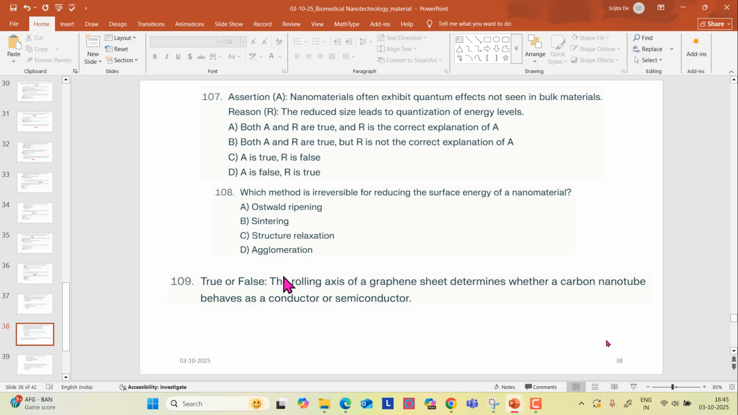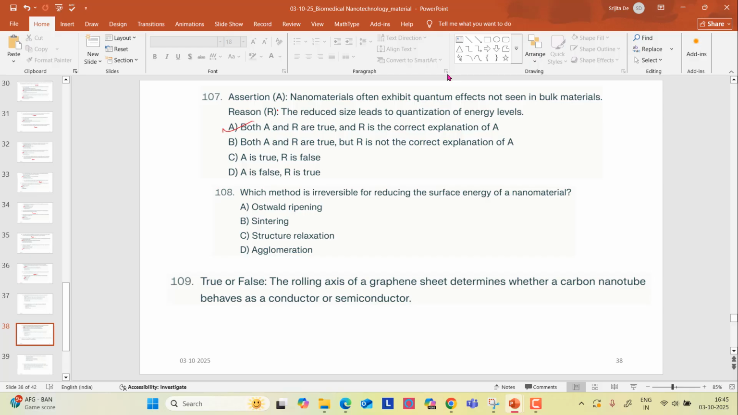Next: nanomaterials often exhibit quantum effects not seen in bulk materials. The reduced size leads to quantization of energy levels. So it is pretty clear. It is true. Option A.